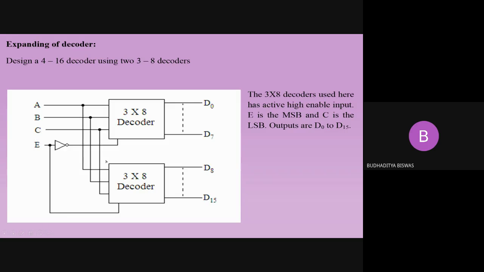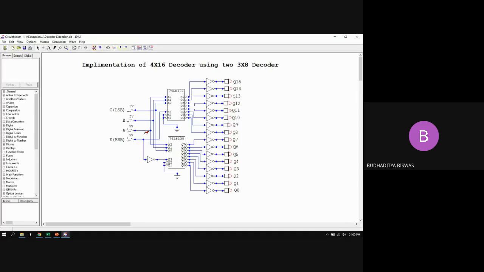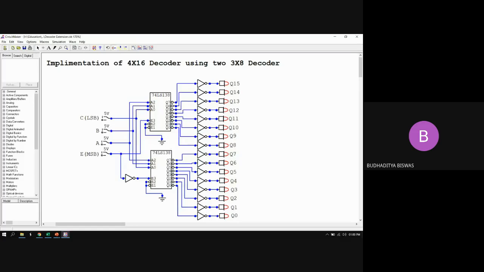Here only the block diagram is shown, rather we will see it in the circuit maker. So here you see, this is actually called the expanding of the decoder. The circuit looks complicated, but it is actually a very easy circuit. Here we use an IC, the IC number is 74138. So this 74138 is called the 3 cross 8 decoder. As I mentioned, the 3 cross 8 decoder, active low and active high, both are readily available in the market in IC form.